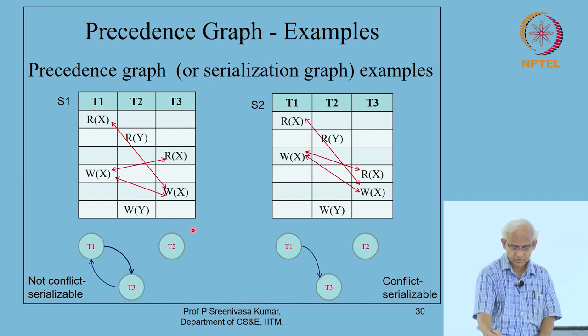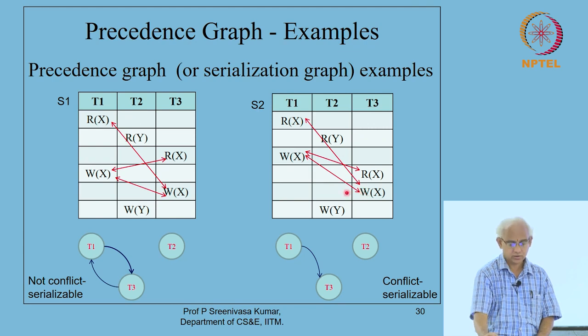Whereas here you can see that because of the swap that we have done, all these things contribute to exactly one arc. There is a conflicting pair of operations, but T1 precedes T3 in that. This also, T1 precedes T3. And this also, T1 precedes T3. So all of them contribute to this arc, but that arc is like this. So you can see them. Okay.